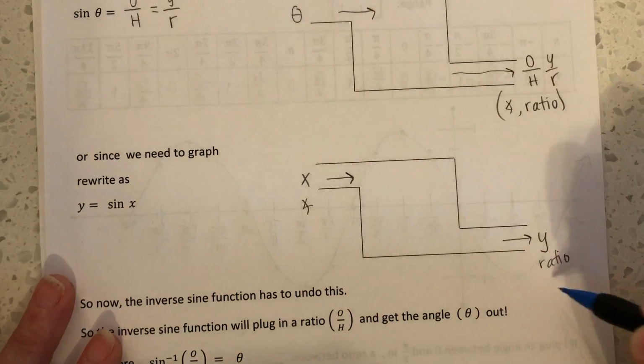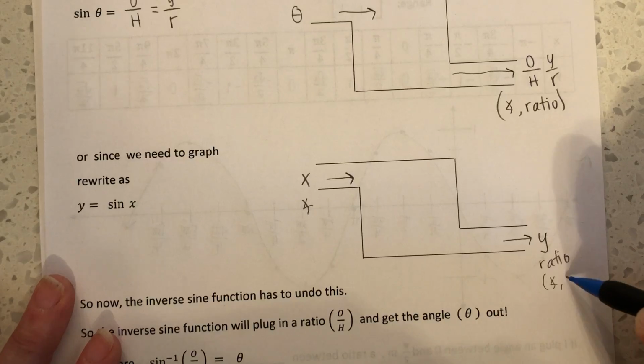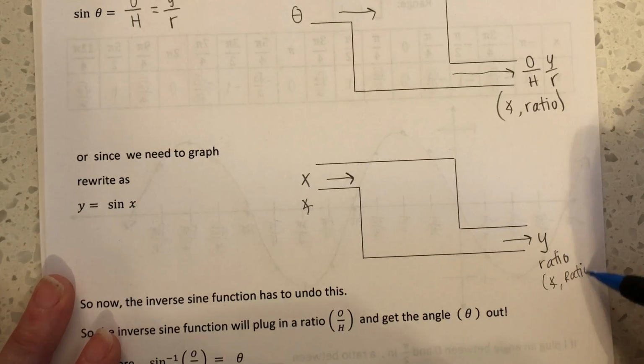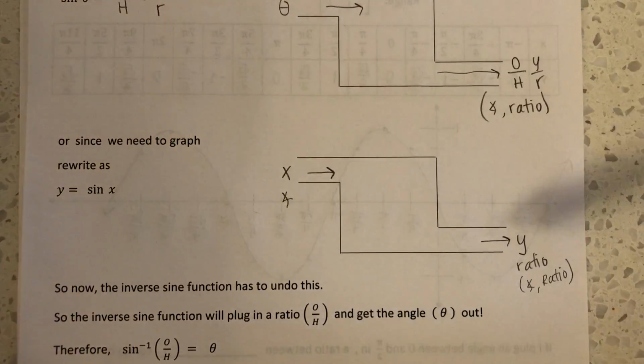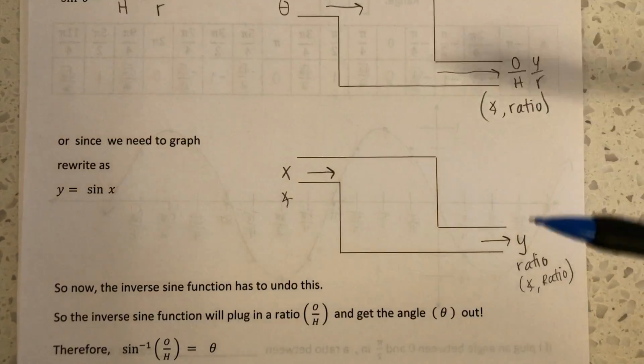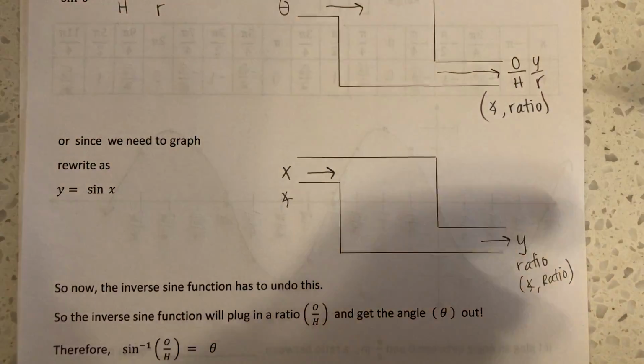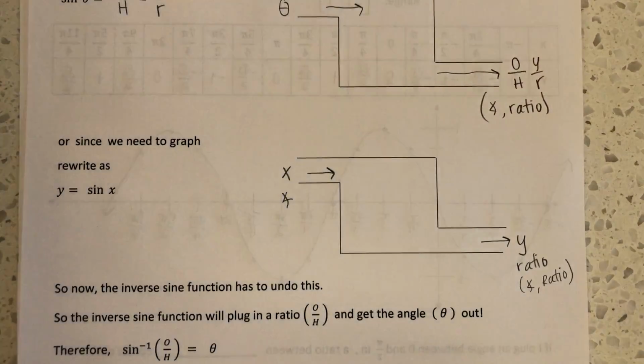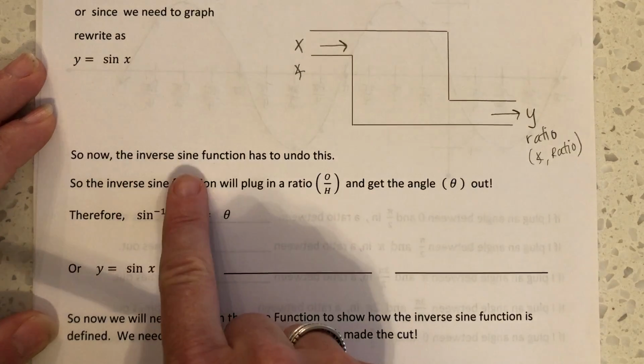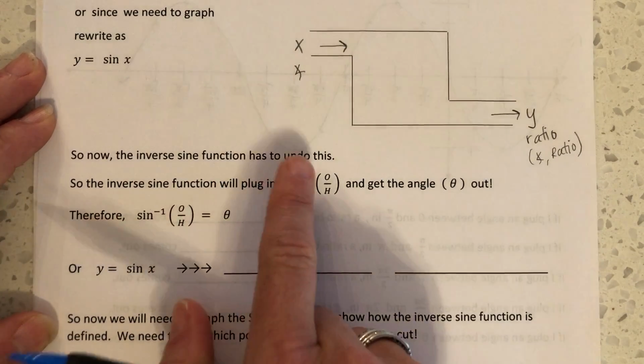So again, the angle goes in as X and ratio comes out as Y. That is how the sine functions work. You plug an angle in and it'll spit a ratio out. Okay, so now the inverse sine function has to undo that.